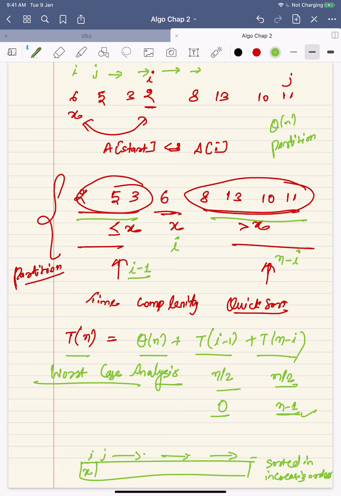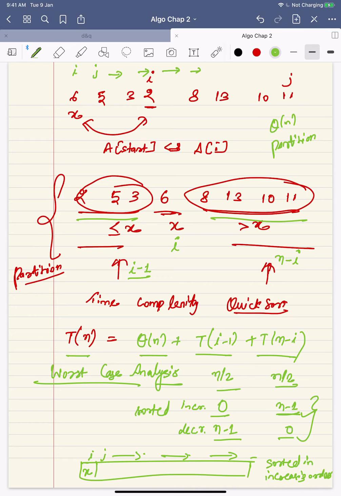Now you can analogously find the other case when this will happen. This will happen when this is sorted in decreasing order. That time x is the largest value and everything is smaller than x: n minus 1 and 0. So in both cases, when it is sorted either in increasing order or decreasing order, the partition will be very, very skewed. And the intuition we were talking about just before is that if this is very skewed, divide and conquer will not help much.